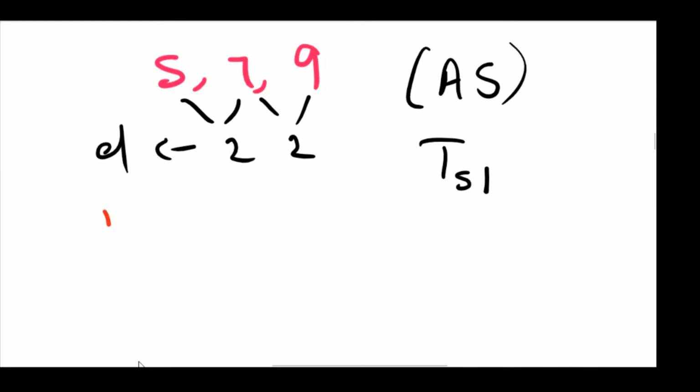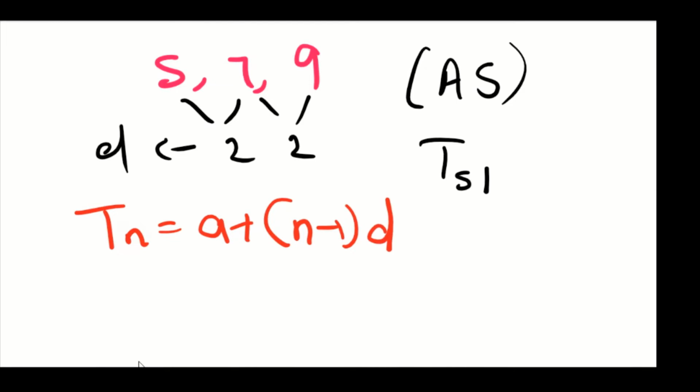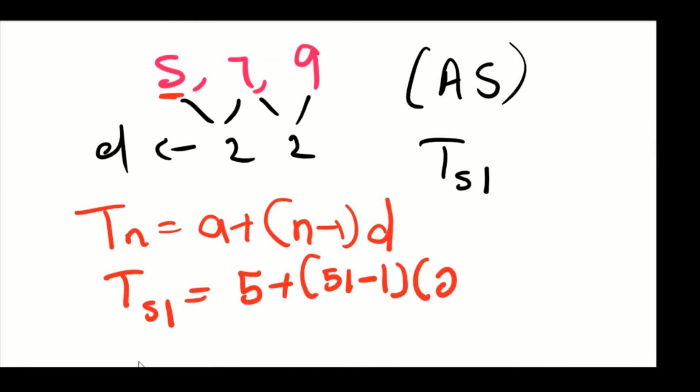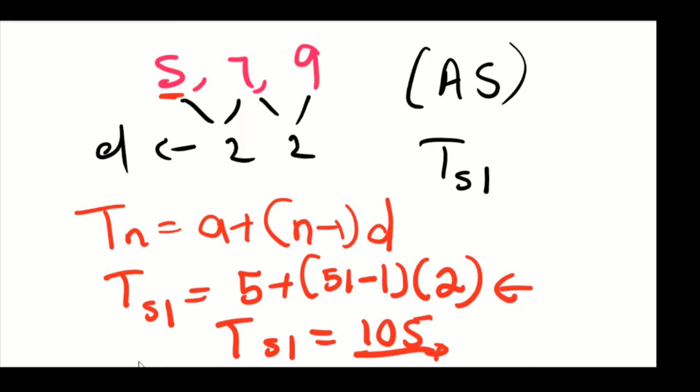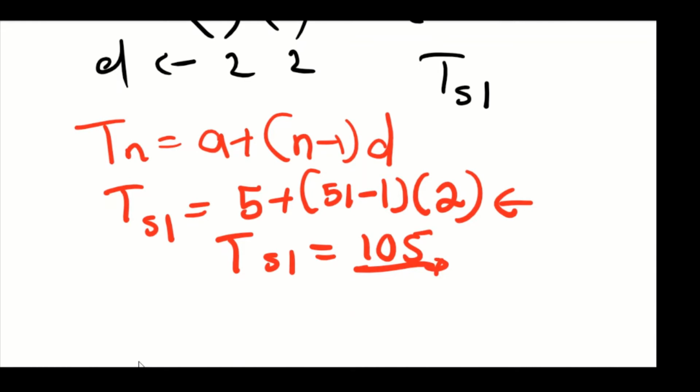So we're going to say Tn is equal to a plus (n minus 1) multiplied by d. This is the general formula of an arithmetic sequence, and we want T51. So what is the a value? The a value is 5. We write 5 plus (51 minus 1), and the difference is 2. So T of 51 should give us an answer of 105 if you punch this into your calculator. So that is the answer of this problem here.